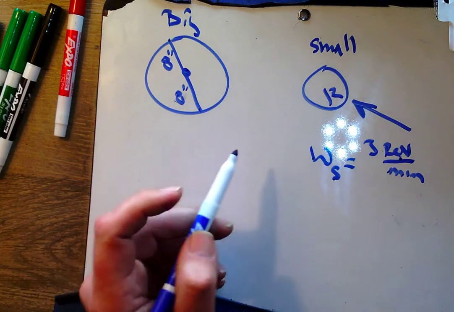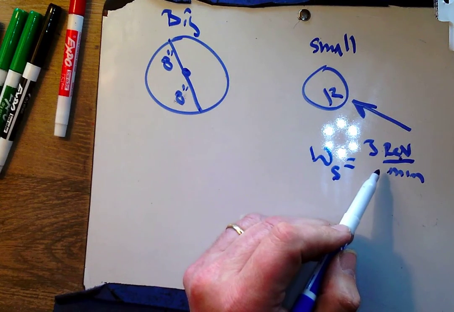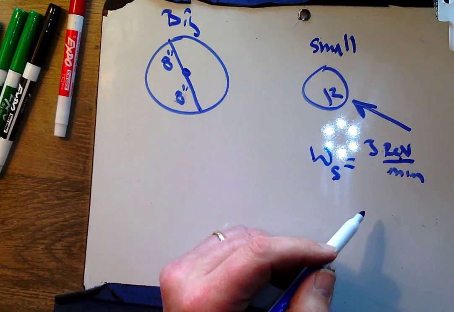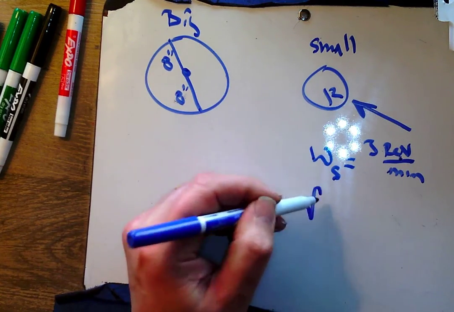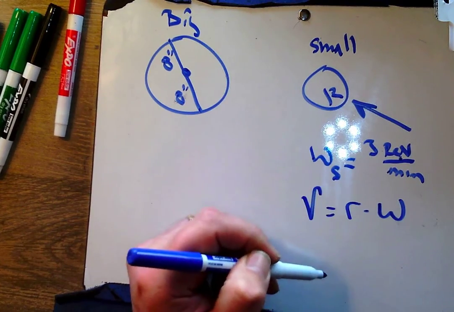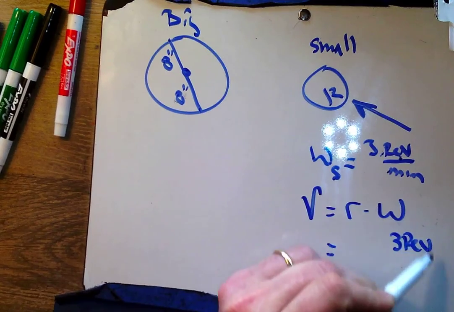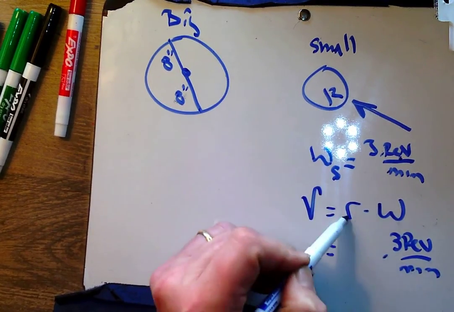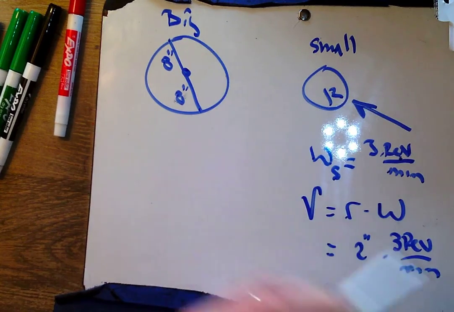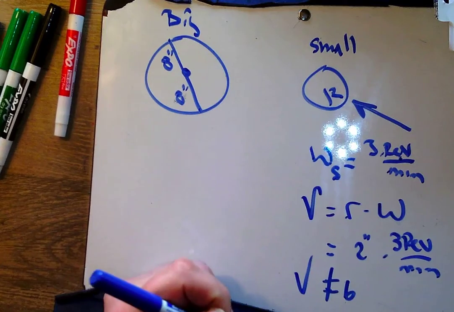Okay, so can we go from the angular velocity of the small wheel to the linear velocity of the small wheel? Sure, by using our little bridge formula, V equals R times omega. So 3 revolutions per minute times the radius, which is 2 inches? 2 inches. Now, why is V not equal to 6?